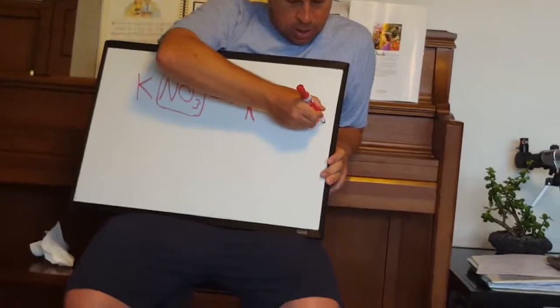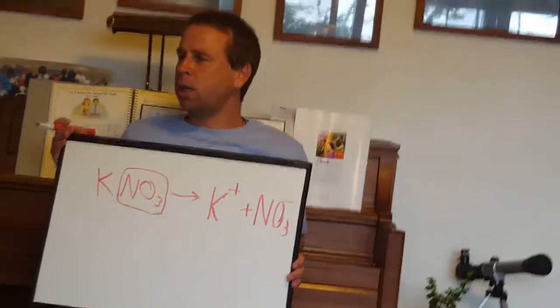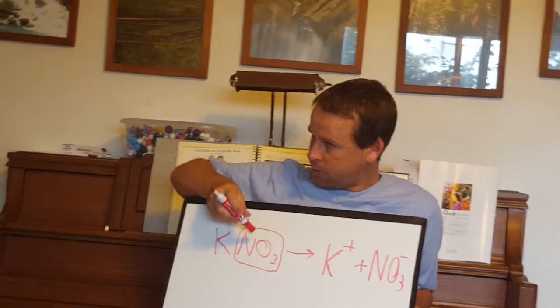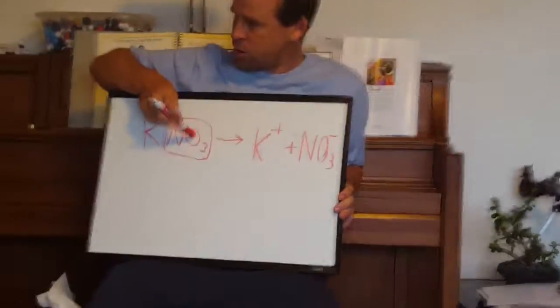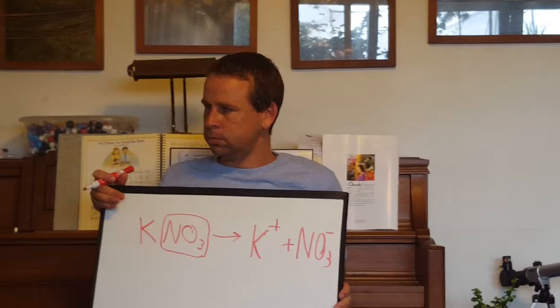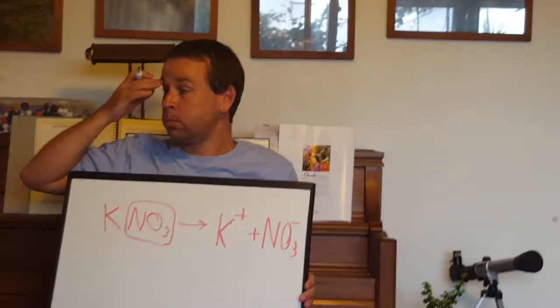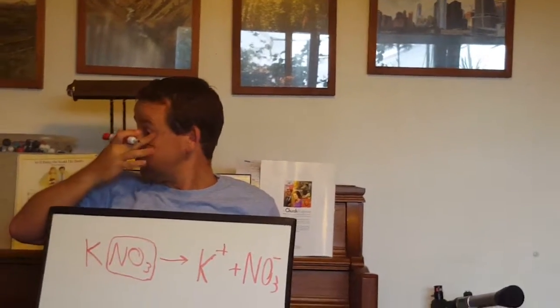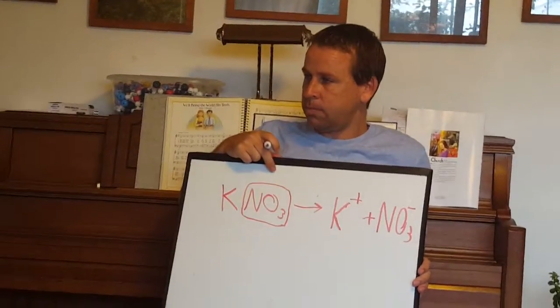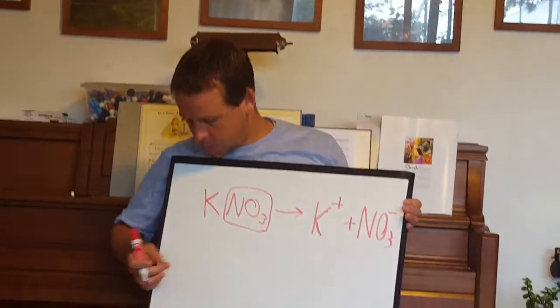So that means that NO3 releases with a negative charge. NO3 is a polyatomic, a many-atom ion that is formed when you combine nitrogen and three oxygens. This is called nitrate. This is the nitrate ion. There's lots of compounds that contain nitrogen and oxygen.